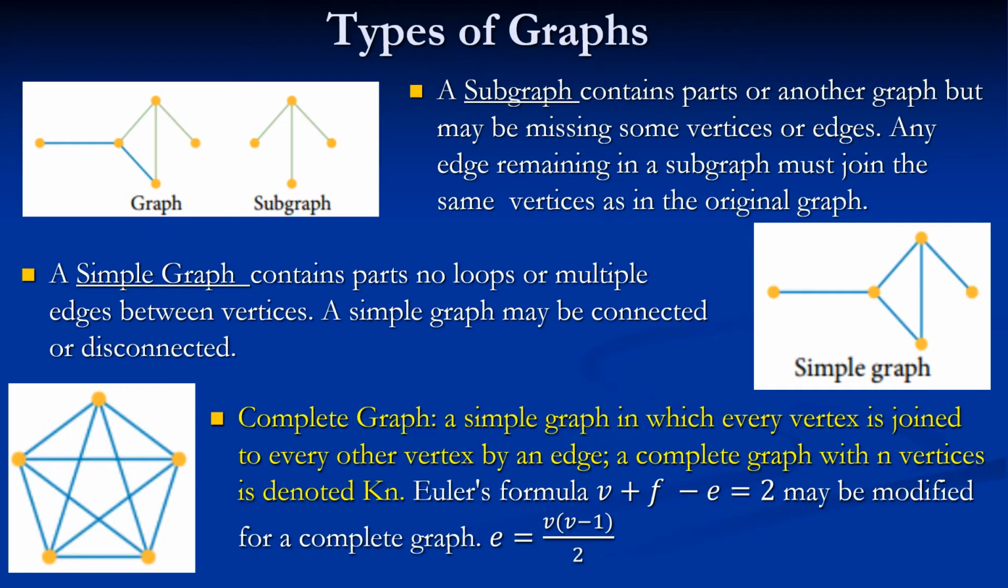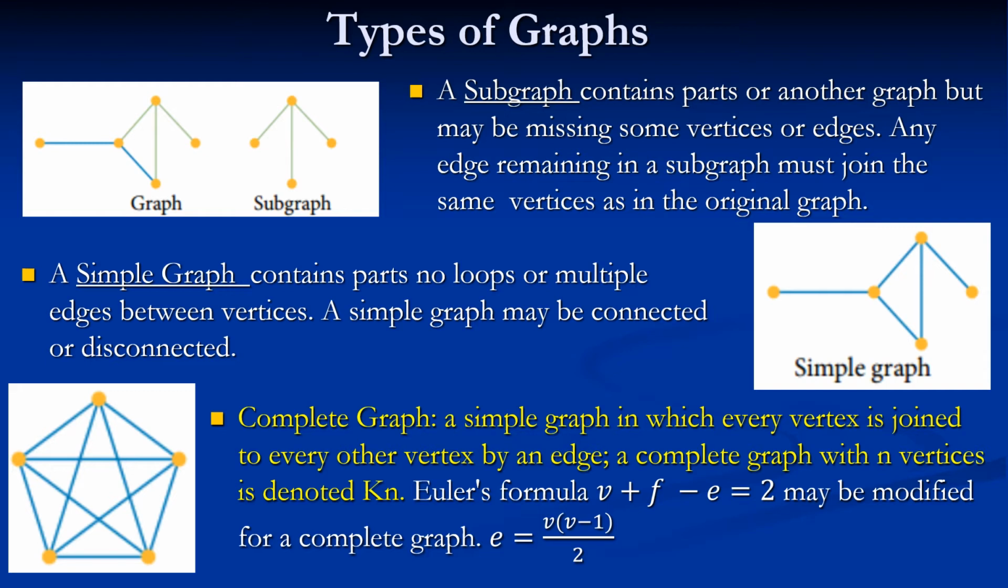A subgraph contains parts of another graph, but may be missing some vertices or edges. So any edge remaining in a subgraph must join the same vertices as in the original graph. A simple graph contains no loops or multiple edges. And a simple graph may be connected or disconnected. A complete graph is an interesting one here. It's just a simple graph in which every vertex is joined to every other vertex by an edge.